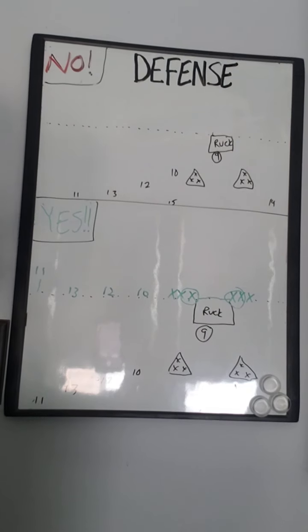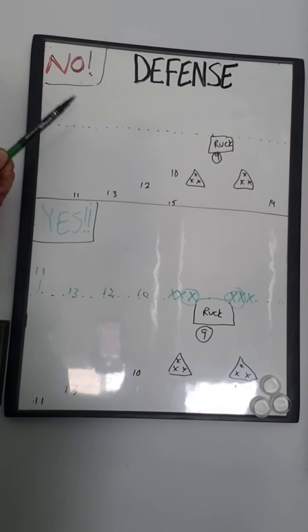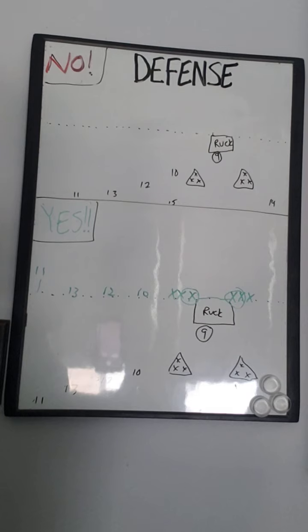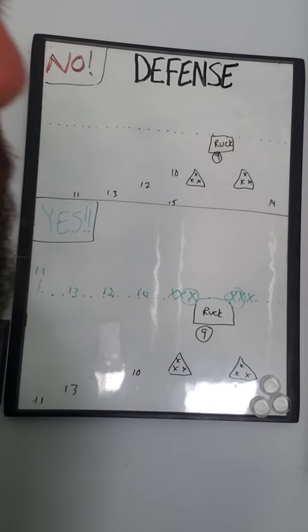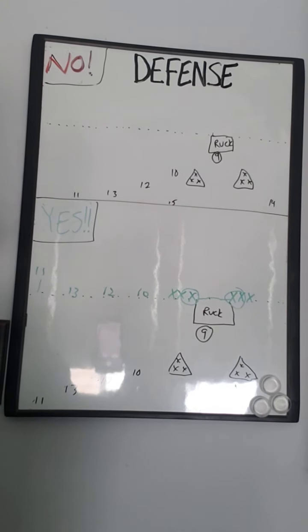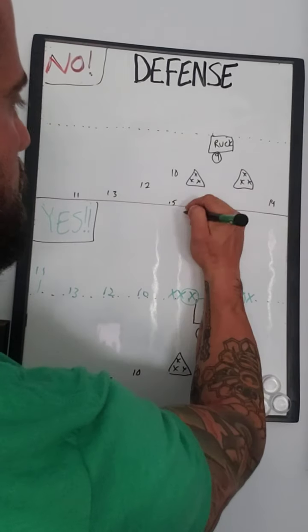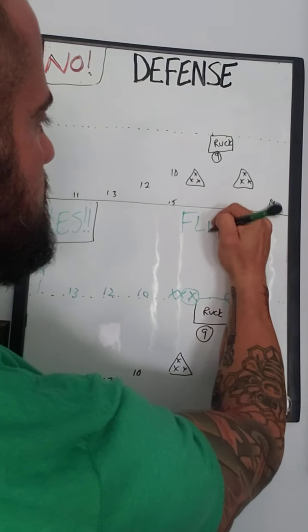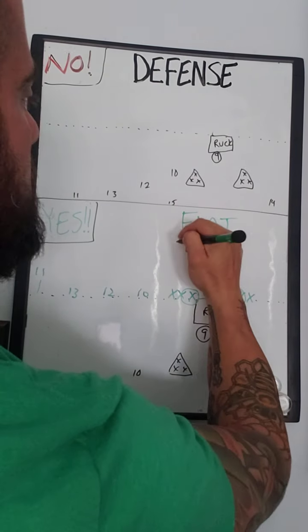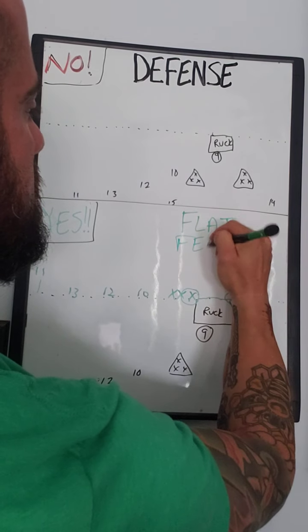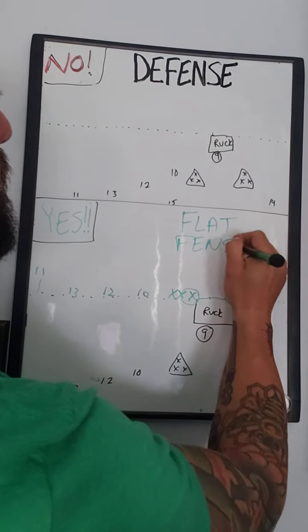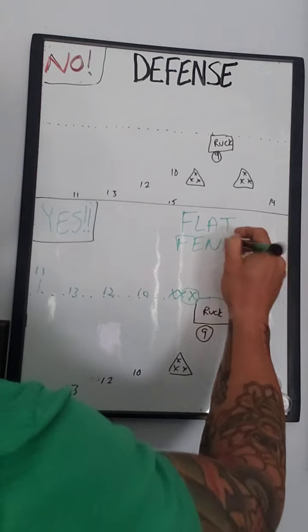Okay, so how do we play defense? We're going to talk about some no's, what not to do, but we're also going to talk especially about the yeses, obviously, how we want to play defense. So, the biggest thing, flat. You're going to hear this a lot. Or get on the fence. Whatever, however you spell fence.